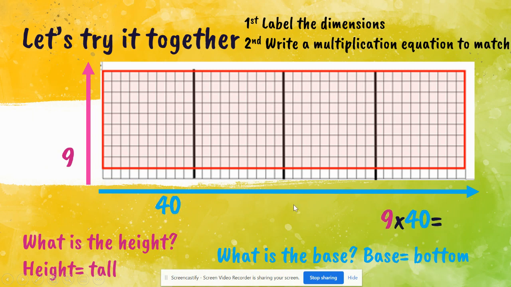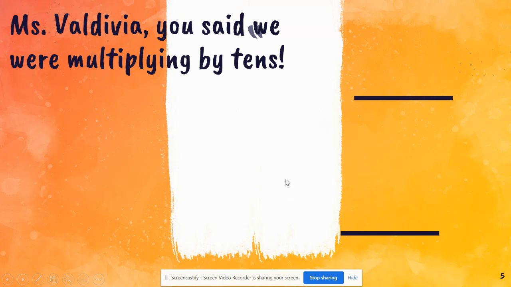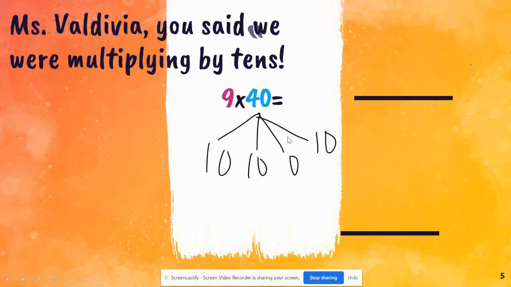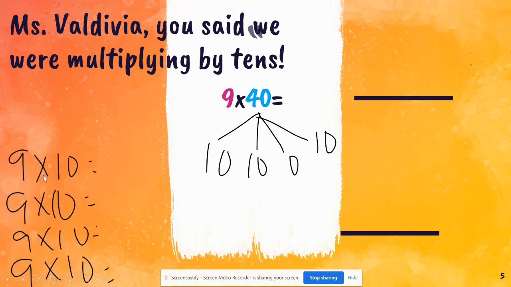Our equation is 9 times 40. So then what we did for this is we took our problem and we broke our 40 into tens. At the beginning of the week, we were working with multiplying tens. Those are super easy to work with. So when we see bigger numbers like this, we can pull our tens out and it will help us go quicker. So if we have 9 times 10, 9 times 10, 9 times 10, 9 times 10, look at that beautiful handwriting from your teacher.